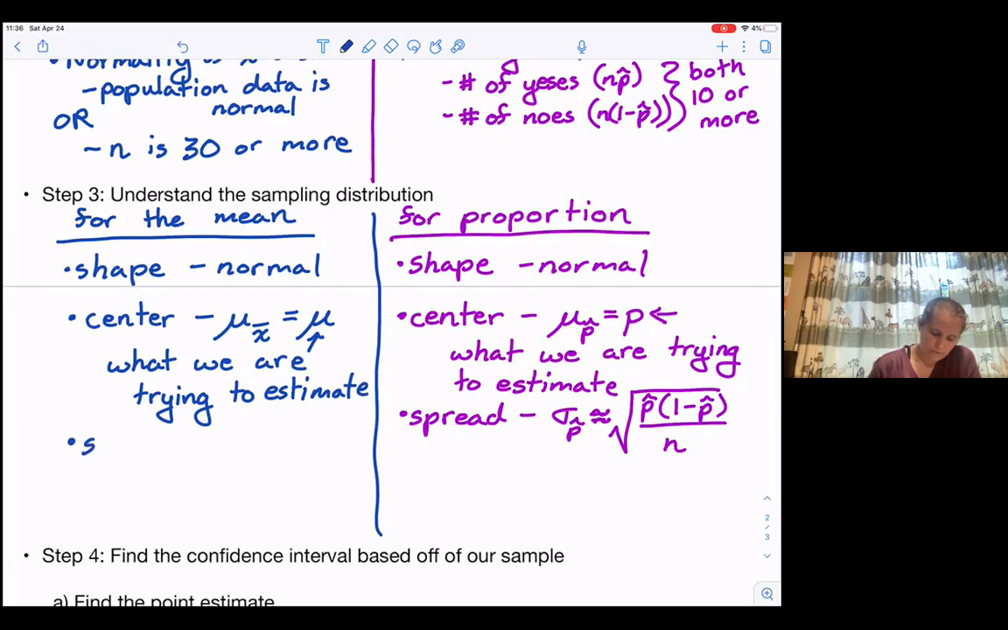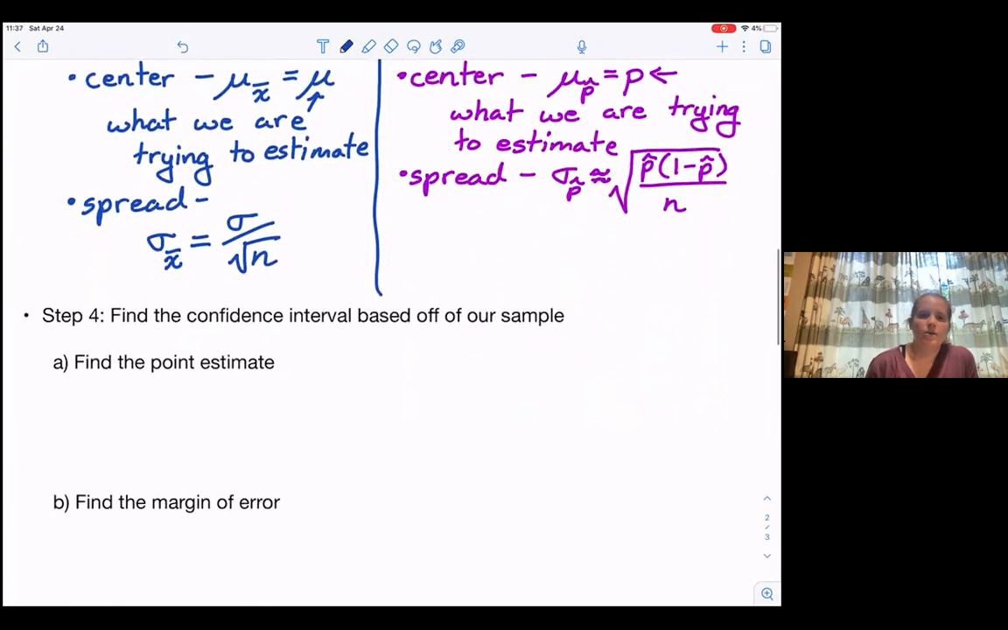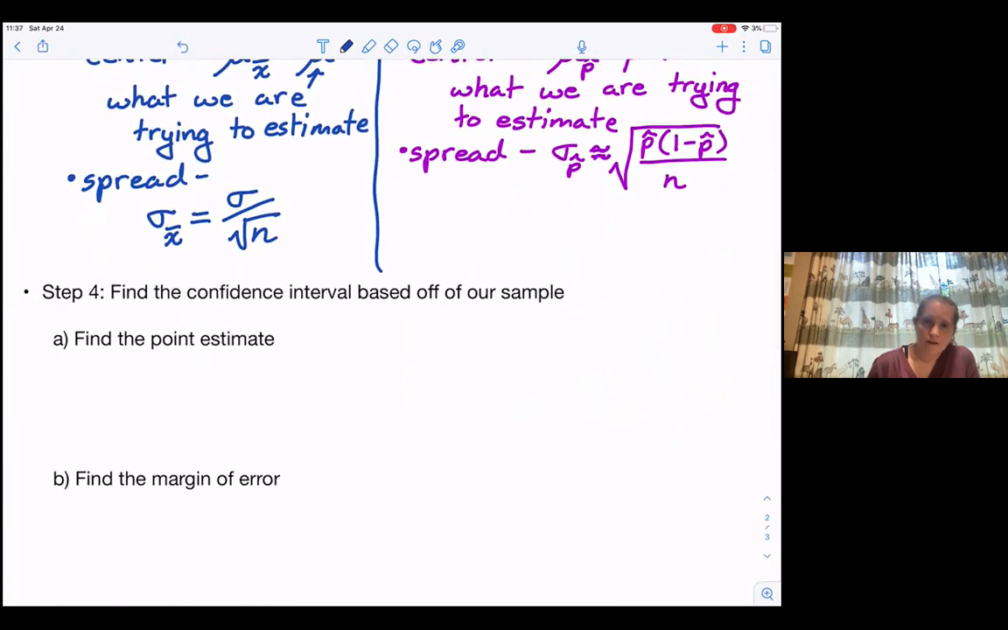Then we have our spread. And the spread here, we have sigma sub x bar is equal to the population standard deviation sigma divided by the square root of n. Going forward, for our confidence interval, the point estimate is our base, our sample statistic.